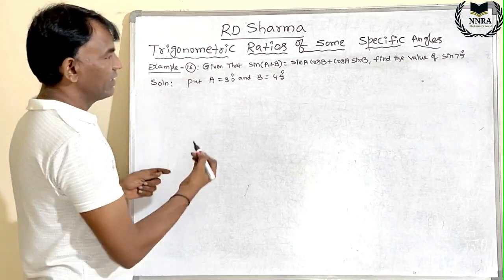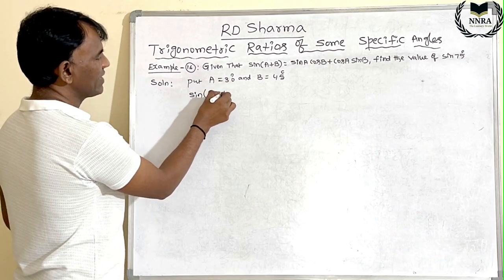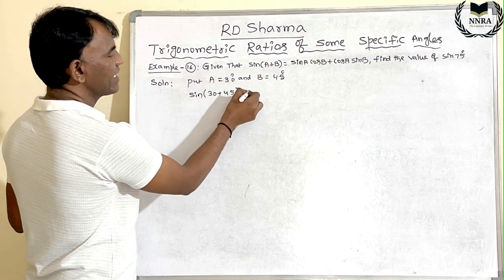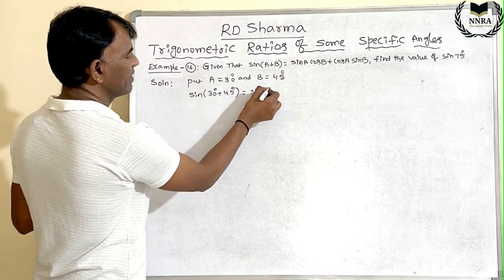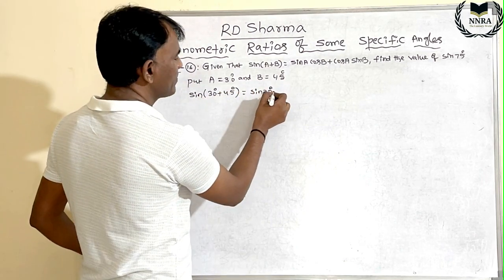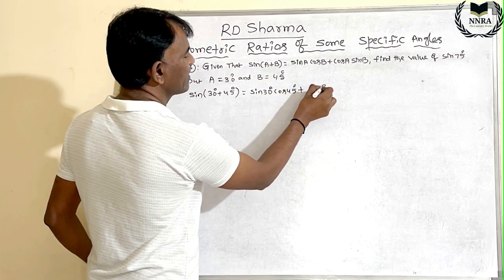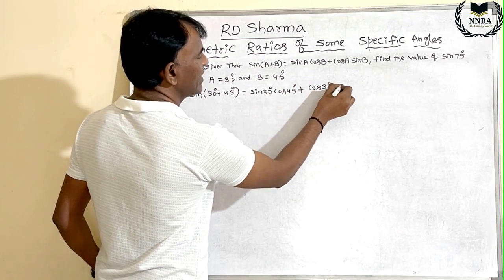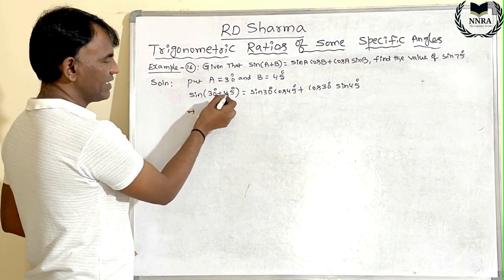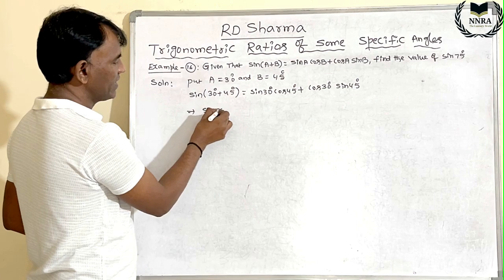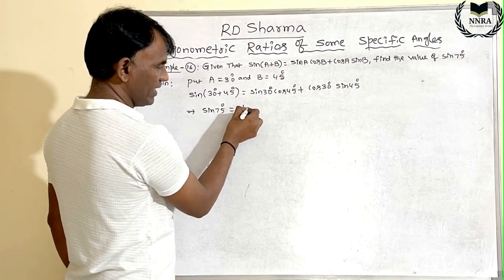Got my point? Now how to write: sine of 30 plus 45, and the sine here means sine 30. If you want, just write in degree form. Cos b means cos 45, plus cos a, cos 30, sine b, sine 45. And the sine of 30 plus 45 is 75, so it is sine 75 degrees. And sine 30 is 1 by 2.